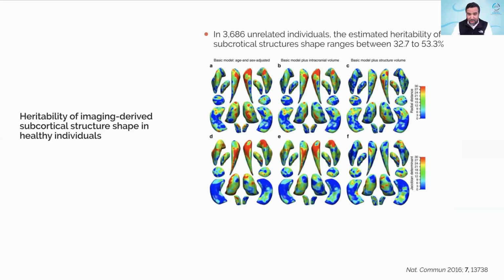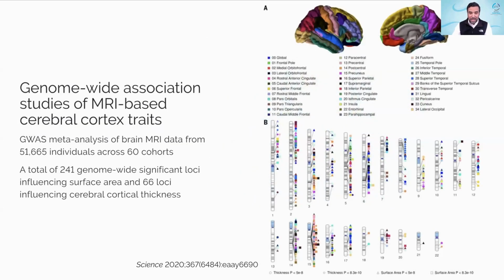And this was a follow-up study that included a large sample of healthy individuals looking at the shape of these structures. So earlier what I showed was really the volume, but here focusing on the shape of these brain regions. And again, the heritability was a relatively medium effect, ranging from 32 to 53%. The field, though, progressed and moved from measuring heritability to actually trying to identify genetic risk variants that are responsible for brain imaging phenotypes.